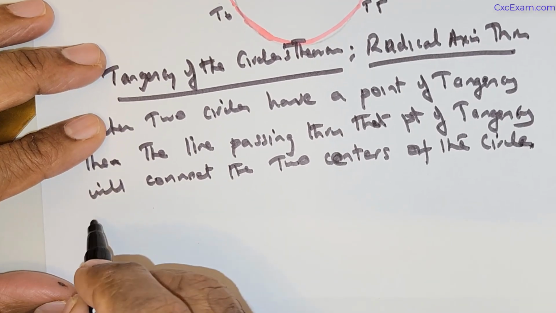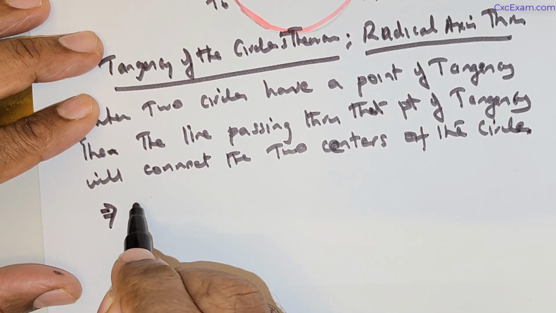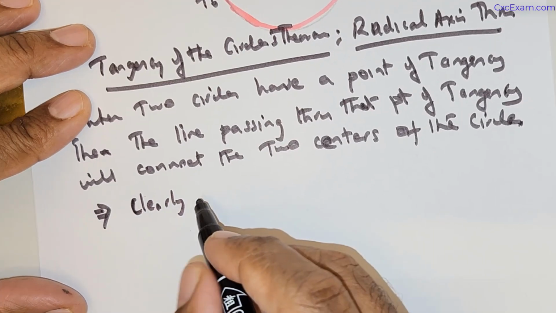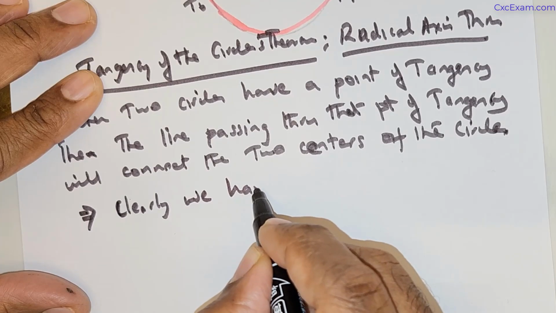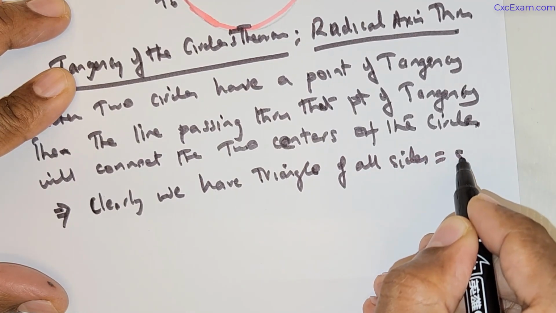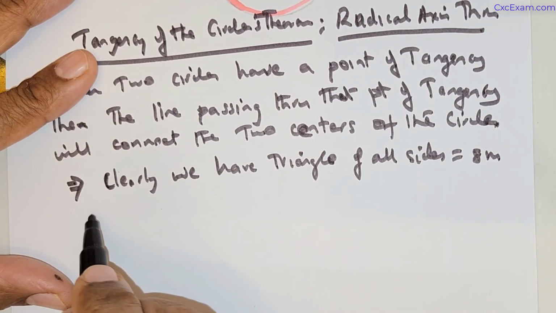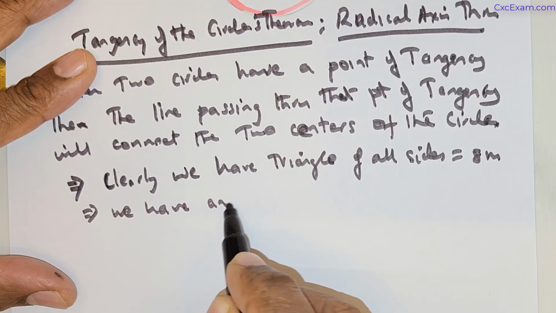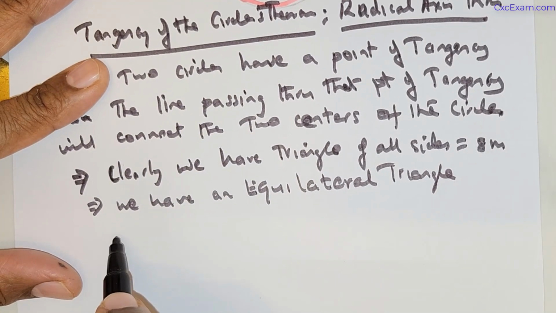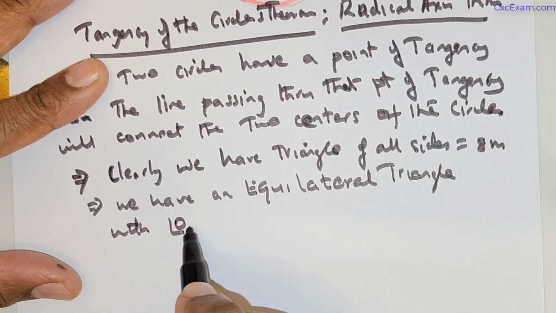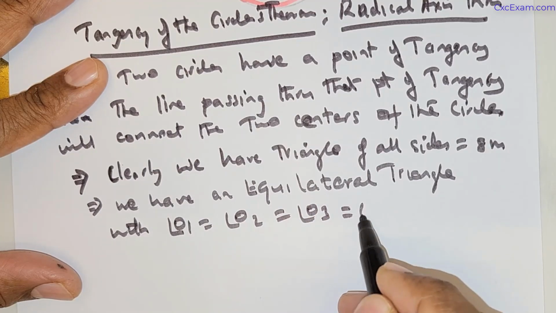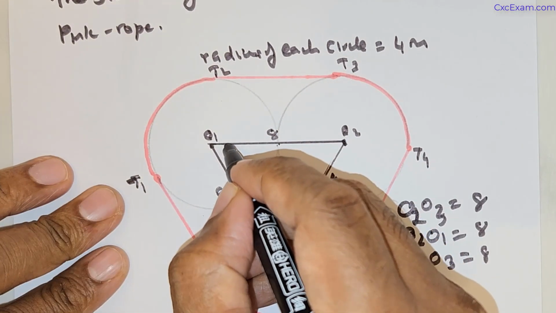So what do you call a triangle of equal lengths? So let me write that down clearly. We have a triangle of all sides being equal to 8 meters. So this means we have an equilateral triangle. So what is the angle of an equilateral triangle? With O1, O2, O3, the angle O1 O2 O3 being equal to 60 degrees. So each of these angles is 60 degrees.